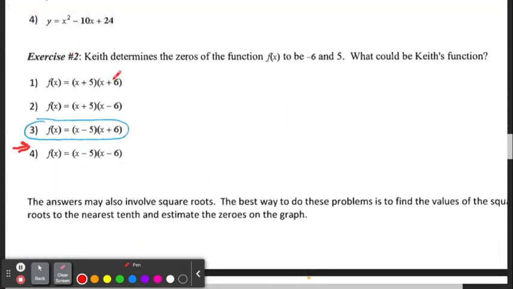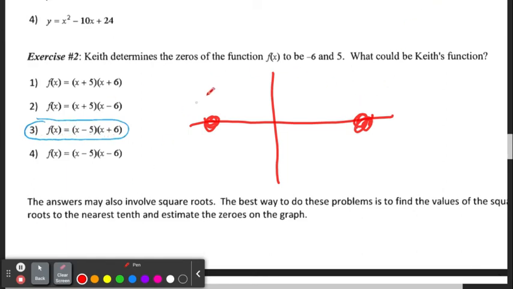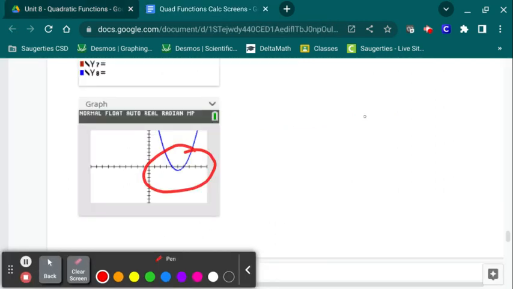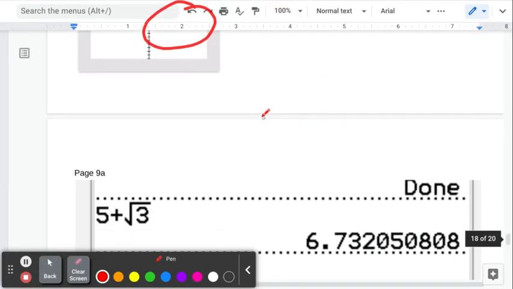So now exercise 2 says Keith determines the zeros, remember, x-intercepts or roots, to be -6 and 5. What could be Keith's function? Okay, so we are looking for an x-intercept at -6 and an x-intercept somewhere over here at 5. So again, I'm just going to go to y equals and type in each one of these options, and you can see number 3 is my answer.